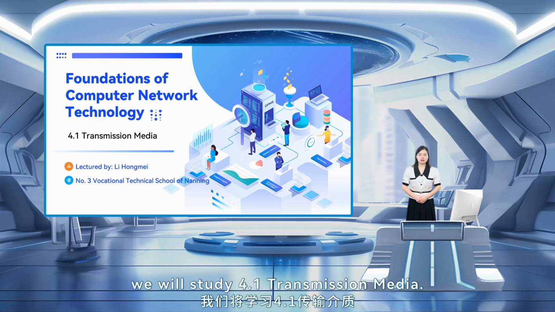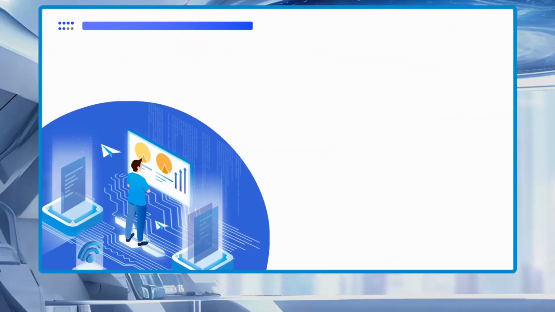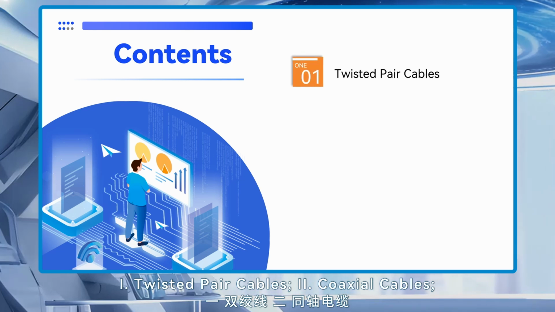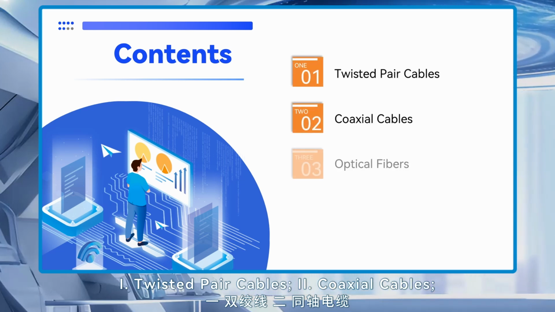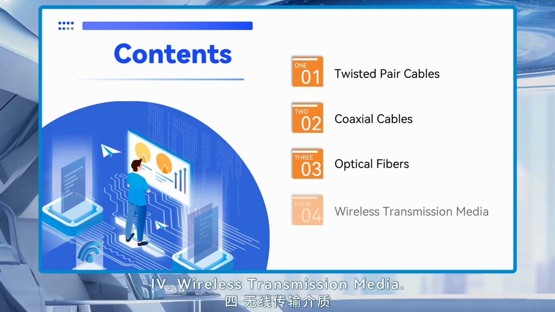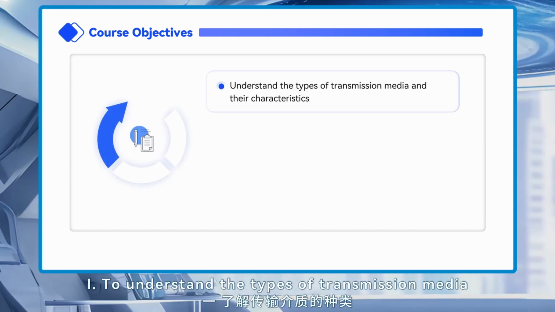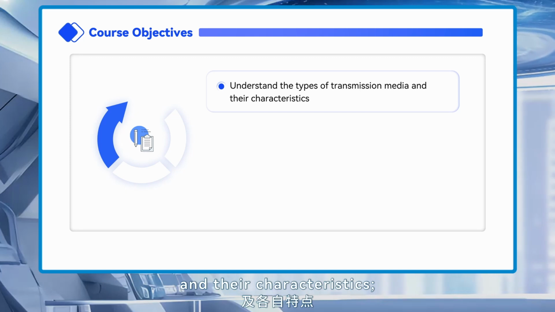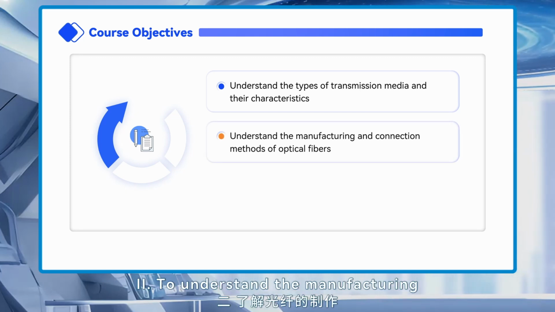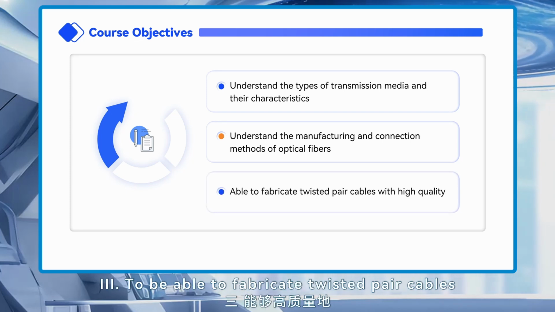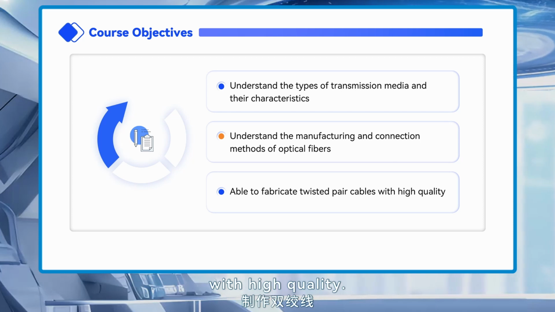In this lesson, we will study 4.1 Transmission Media. This mini lecture consists of 4 main parts. 1. Twisted pair cables. 2. Coaxial cables. 3. Optical fibers. 4. Wireless transmission media. The teaching objectives of this mini lecture are: 1. To understand the types of transmission media and their characteristics. 2. To understand the manufacturing and connection methods of optical fibers. 3. To be able to fabricate twisted pair cables with high quality.